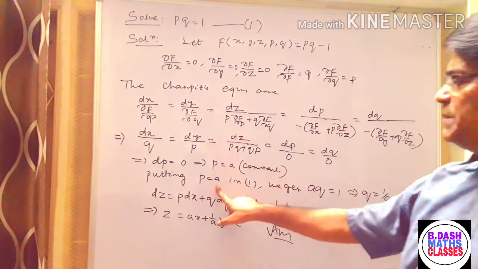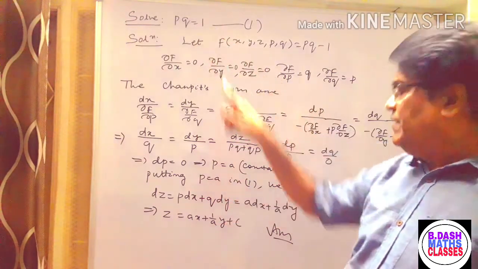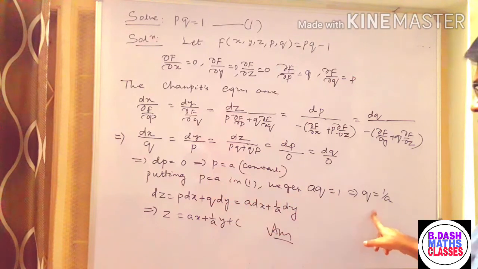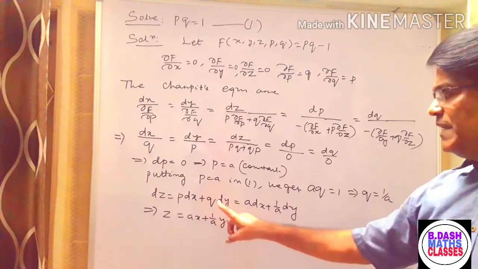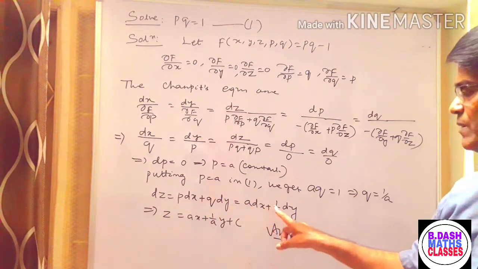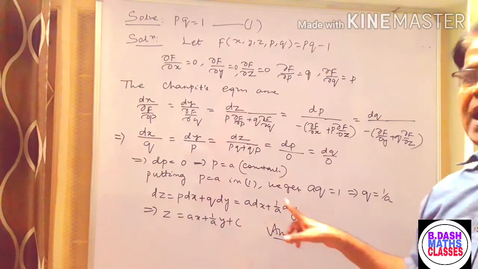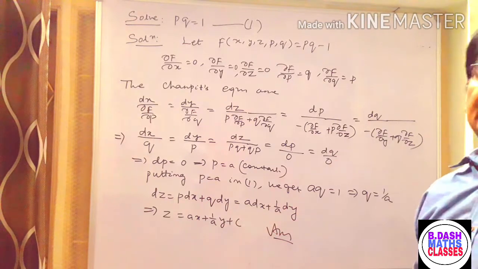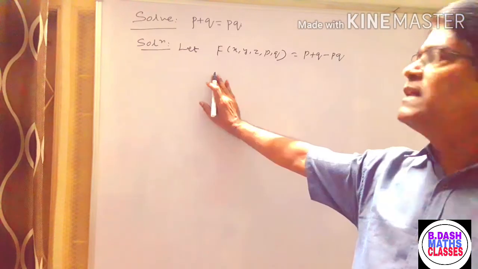Now putting this value p is equal to a in the given equation 1, we get the value of q is equal to 1 by a. Now dz is equal to p dx plus q dy is equal to a dx plus 1 by a dy, and z is equal to ax plus 1 by a y plus c after integration.